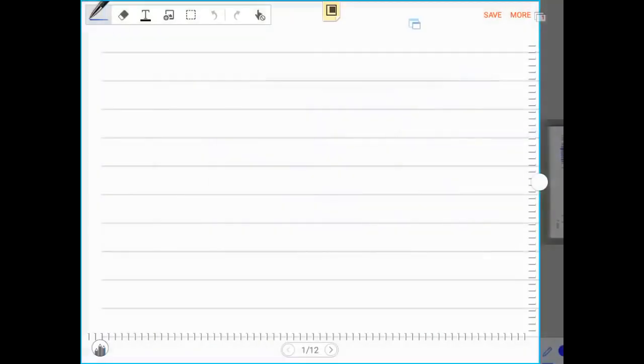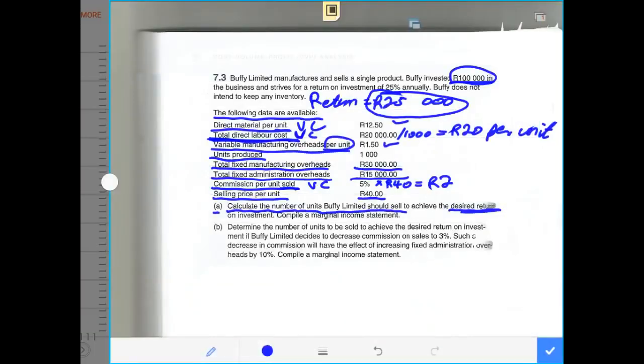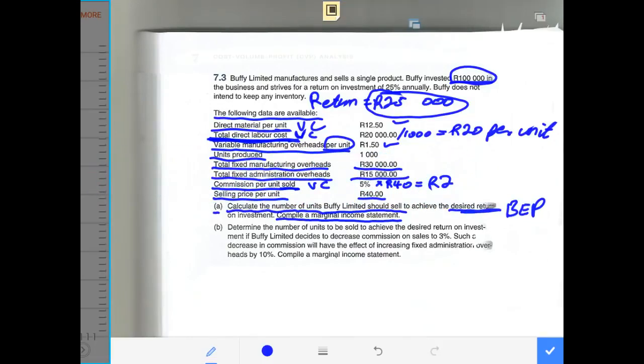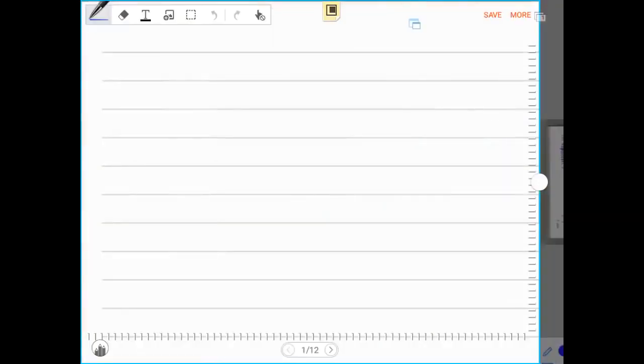The second part of the question that we need to be mindful of is that we are then required to compile the marginal income statement. Very important: first is the break-even point, then we have to do it in the format of the marginal income statement. But I will do the marginal income statement after I have compiled my workings first. So I want to start with the workings first, where I have to calculate the number of units. Then after that I will do the marginal income statement.